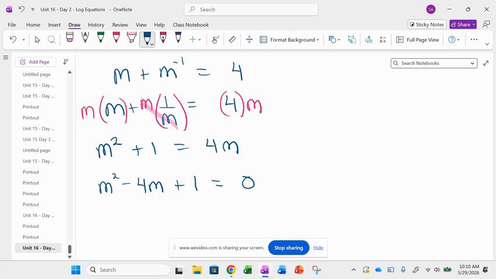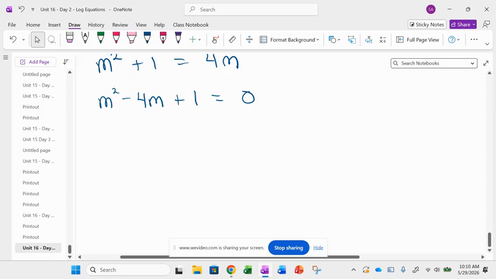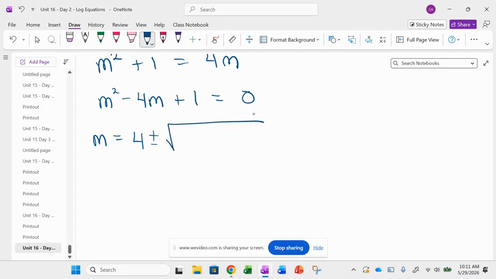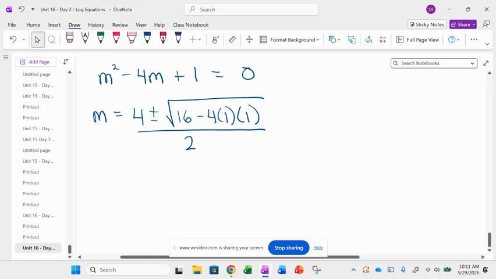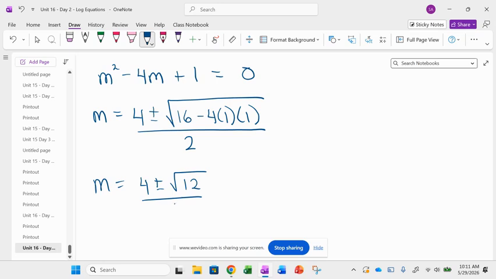What should I do instead since I can't factor it? Quadratic formula, you got it. So we're going to have m is equal to negative b, so that's a positive 4, plus or minus the square root of b squared, which is 16, minus 4 times a, which is 1, times c, which is 1, all over 2 times 1, or 2 times a. So we're going to get m is equal to 4 plus or minus the square root of 12 over 2.